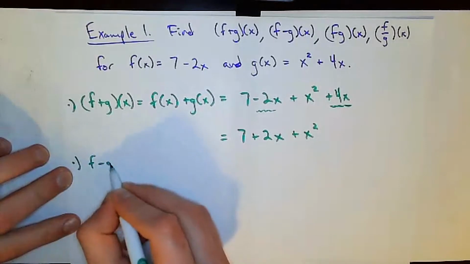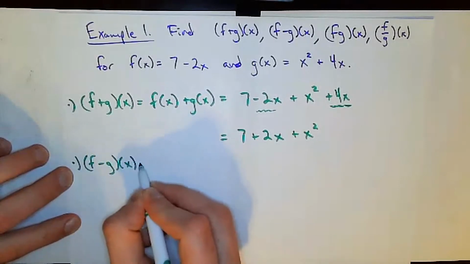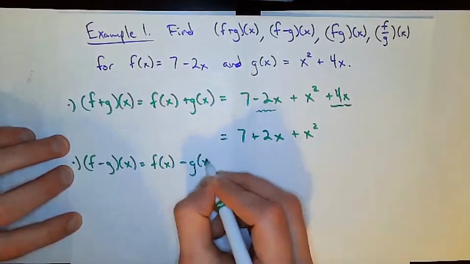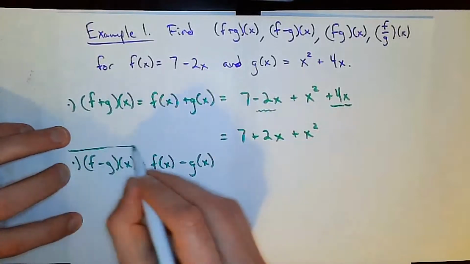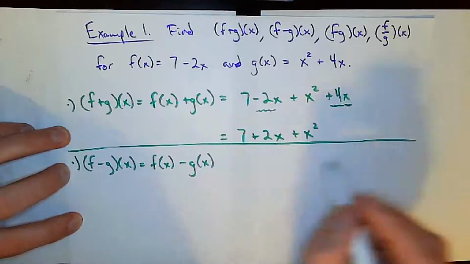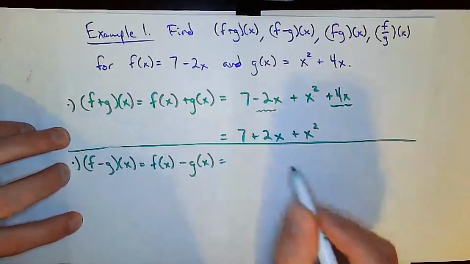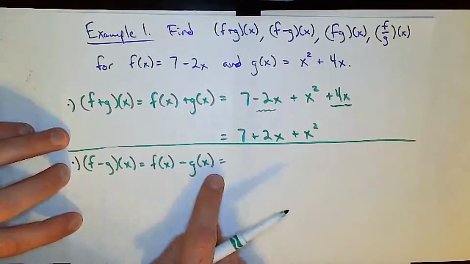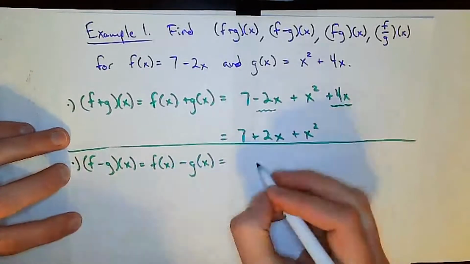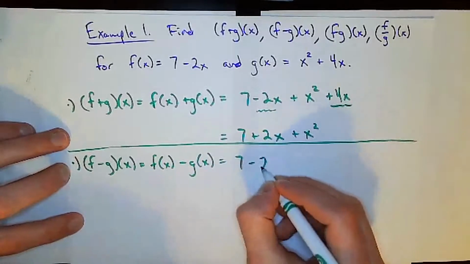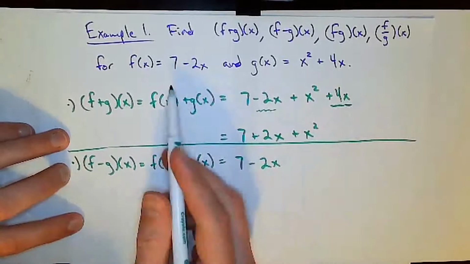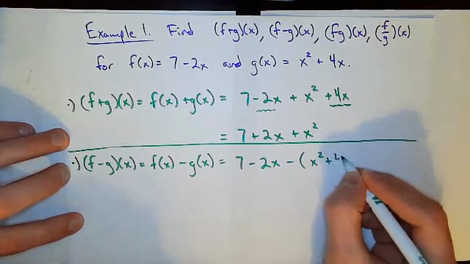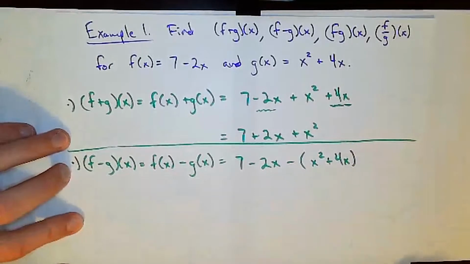Then I've got f minus g at x. A little bit more careful here. F of x minus g of x. I want to make sure that I'm wrapping all of the terms of the second function in parentheses, so I remember that I'm subtracting all of them. So I'm going to have 7 minus 2x, that's f of x, minus parentheses x squared plus 4x. So there's g of x inside parentheses there.